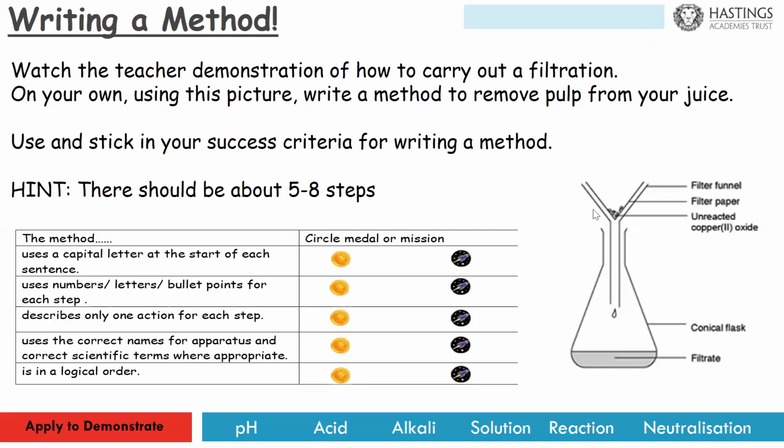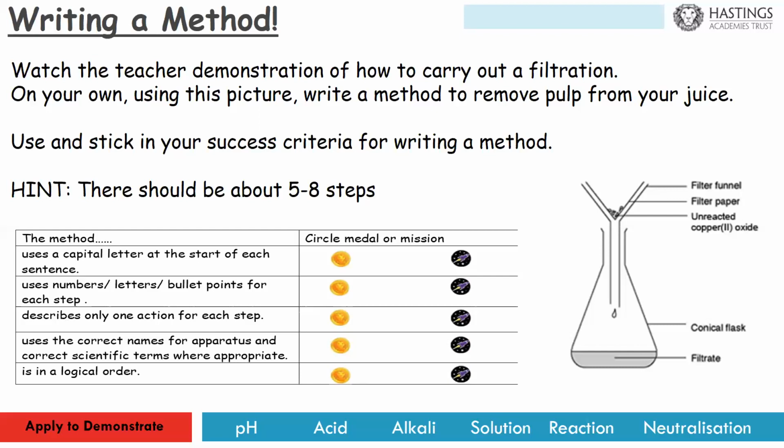Okay, so now this is what you need to do. Use the success criteria that's on the bottom of the screen to write down a 5 to 8 step method of filtration. Okay, so these success criteria on there, you can see it has many different things.